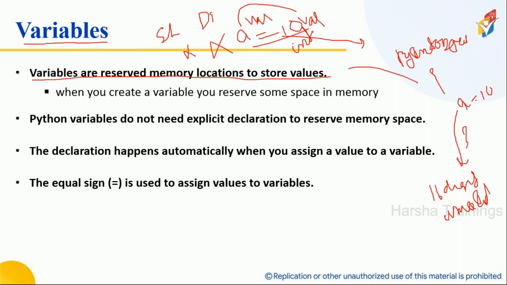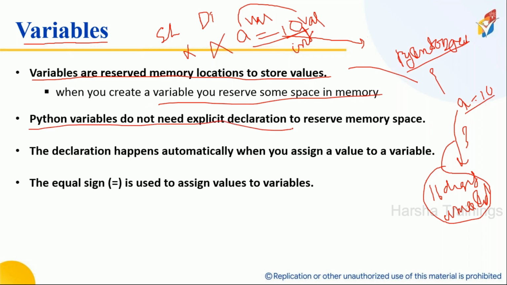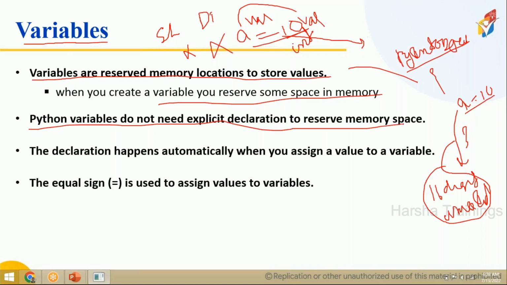Are you getting me? Whenever you assign a value to a variable, internally it is going to create a Python int object, and a equal to 10 with a 16-digit unique identifier will be created in the memory. When you create a variable, you reserve some space in the memory. Python variables do not need explicit declaration to reserve memory space. That means no need to specify the data type.